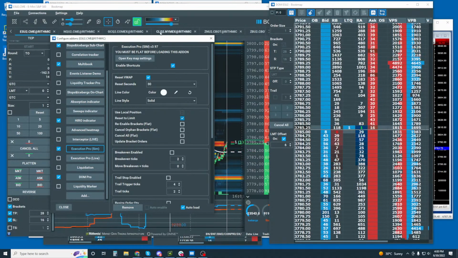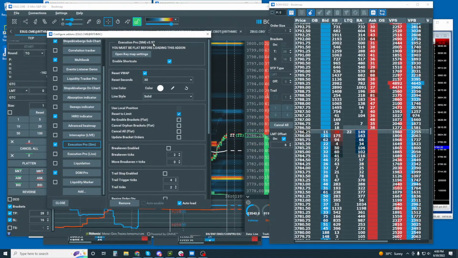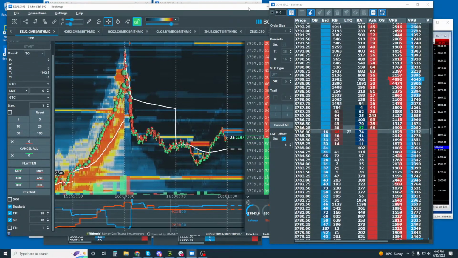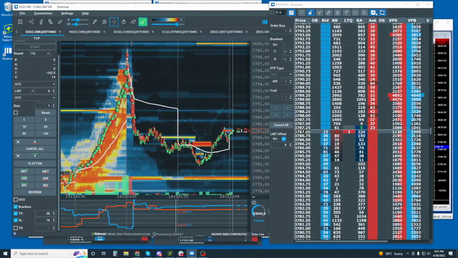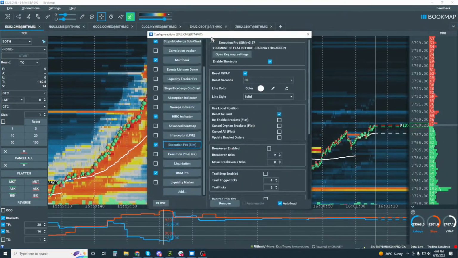Let's just do it within Bookmap. We can do it within the DOM. This works within the DOM. Works within Bookmap. Does not matter. These are two separate products, though, looking at the DOM versus the Execution Pro.